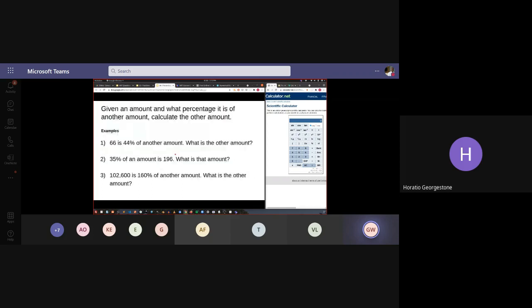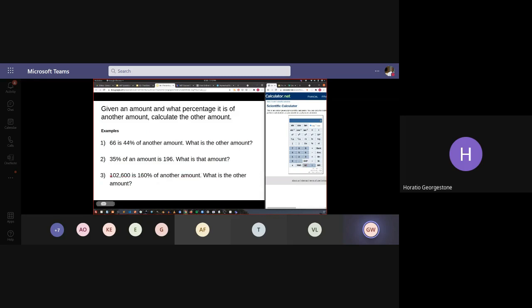Okay, and let's do the other 2 questions. So 35% of an amount is 196. What is that amount? So 196 divided by 0.35, or is it divided by 35%, and we get 560. Or if you don't want to do the conversion in your head, 196 divided by, this time we actually have to use brackets for once, because otherwise it will go left to right, and we want to do this division first to convert the percentage to a decimal, and then we want to divide by that decimal, and then we get 560.